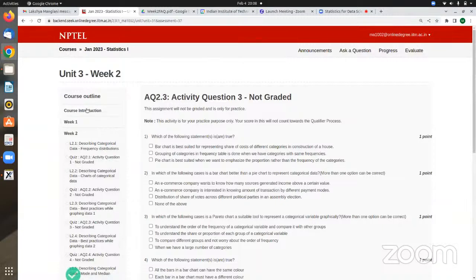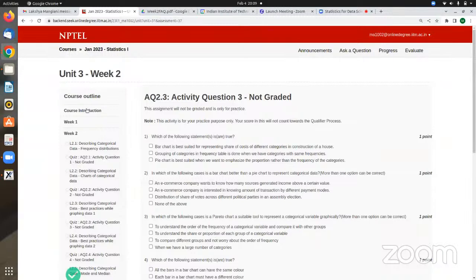Okay, bar chart is best suited for representing share of cost. No, right? Bar chart is best suited to show the frequencies or relative frequencies of the categories. For share of cost in different categories, we can use the pie chart. Grouping of categories. As it is percentage, pie chart is the better option.